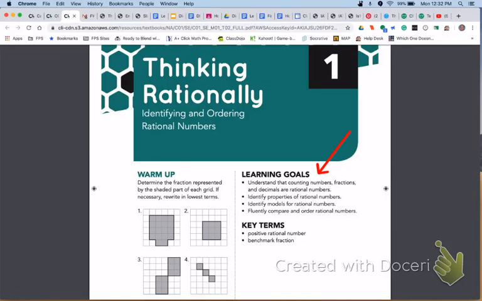Hi class, in lesson 1 you will be identifying and ordering rational numbers. Learning goals for today: you will understand that counting numbers, fractions, and decimals are rational numbers, identify properties of rational numbers and models for rational numbers, and compare and order rational numbers. Key terms to look for today: positive rational number and benchmark fraction.